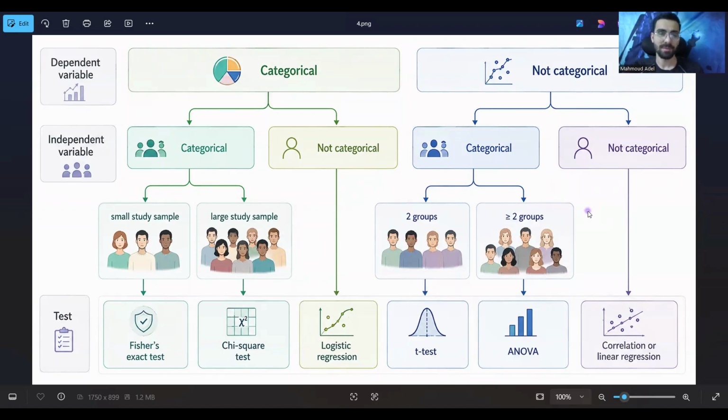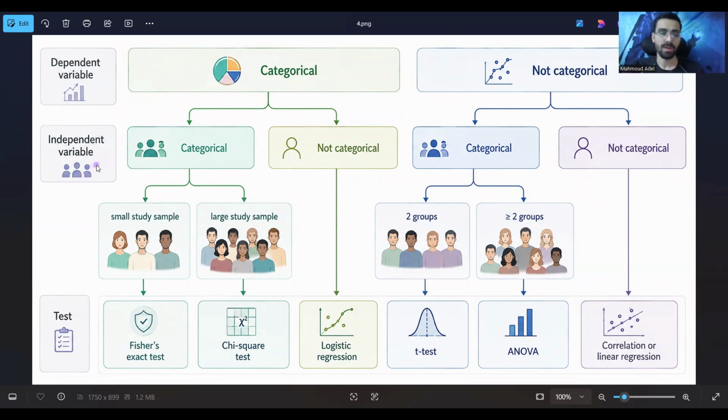Hello guys, my name is Mahmoud Adil, and in this video we're going to discuss statistical tests in an easy, high-yield way for USMLE Step 1. First things first, to solve those types of questions right, you have to think in an organized way. Make your number one step to know which is the dependent variable and which is the independent variable.